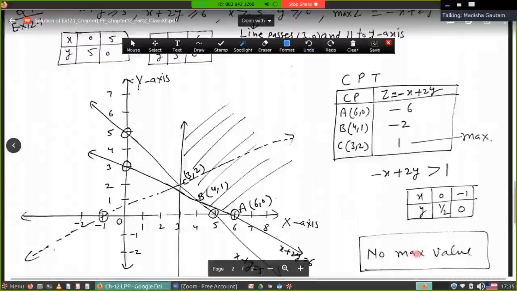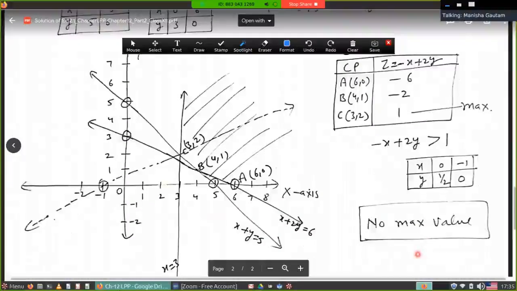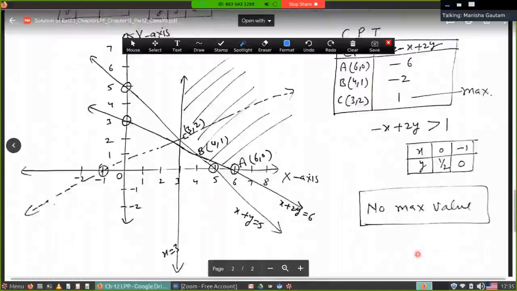No maximum value will be there in the case of question number 9. If the line passes through only one corner point and the whole of the line is outside of the feasible region, then that point will be the answer. In the previous question I told you, if the line passes through the corner point as well as enters the feasible region, it means you can't say anything about which value is maximum or minimum.